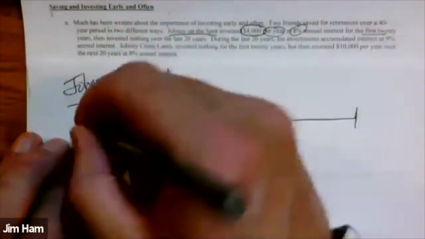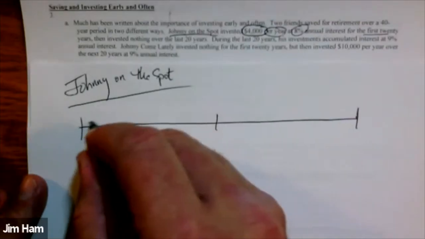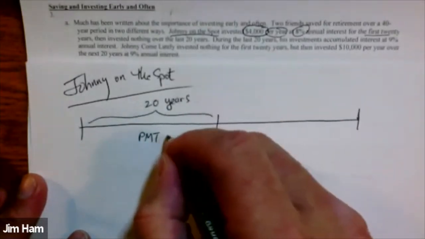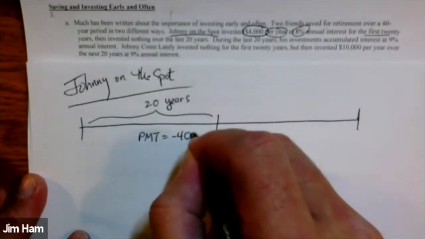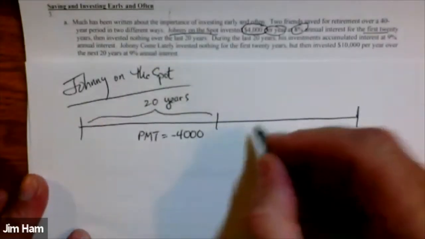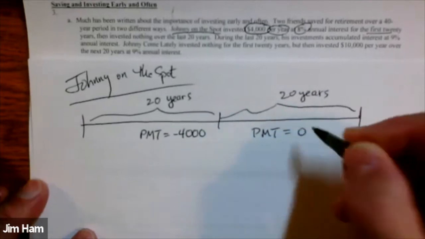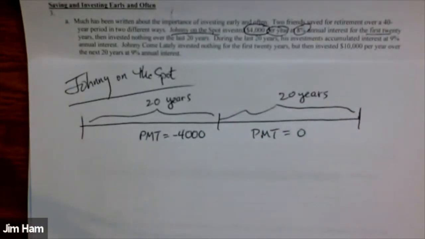Again, I'm going to draw a grid here for the first 20 years. There is a payment being made of $4,000. In the last 20 years, the payment is equal to 0. So in the last 20 years, Johnny just basically says, you know, I've saved enough money, I don't need to put any more of my money away. I'm just going to let the money that's currently in there just grow according to an interest rate.